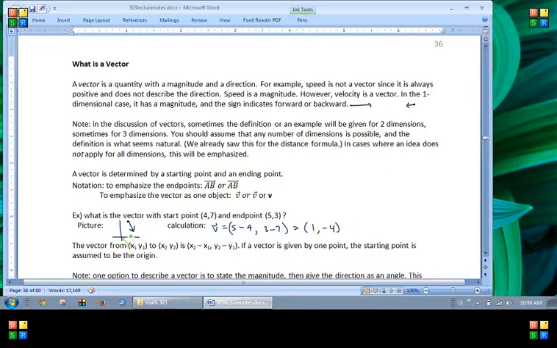So in a sense, a vector is defined to be the same vector regardless of where it starts. Okay, so the vector 1 comma negative 4, those are both the vector 1 comma negative 4. It's just one starts at the origin and the other one starts at a different point, 4 comma 7. Both of those represent the vector 1 comma negative 4. Does that make sense? Okay.